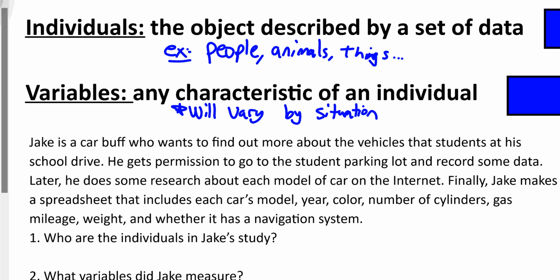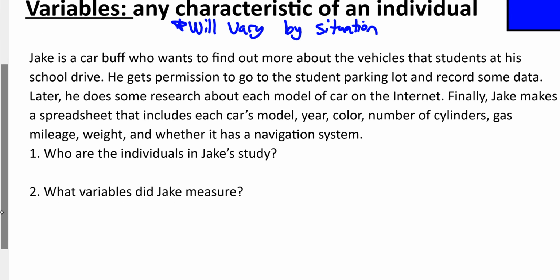A couple common misconceptions could be that people would say, oh, it's Jake. It's the person. But we're not describing anything about Jake. Then other people would say, well, it's all the different students at the high school. Well, not really, but we're getting closer. It's actually all of their cars. The individuals are the students' cars.